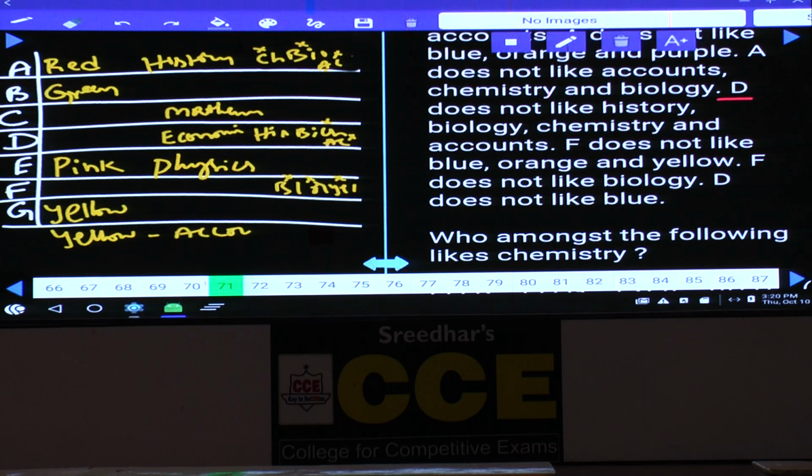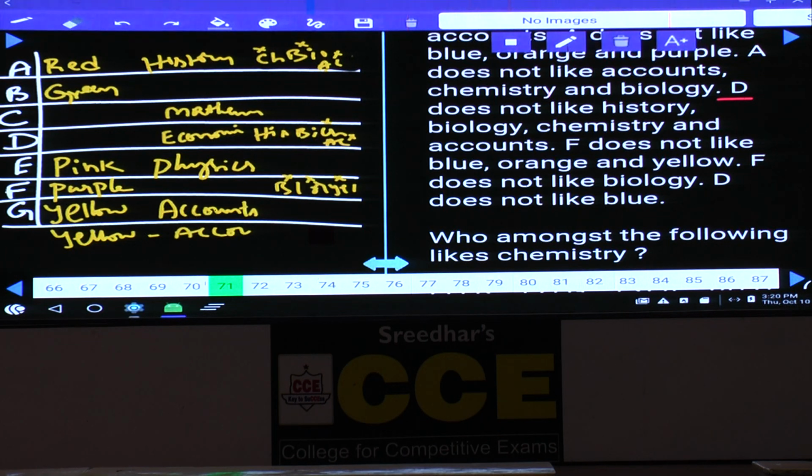Yellow. This G must like yellow, and what is the subject? Accounts is the subject, and G and yellow. If G and yellow were here, red, green, pink, yellow were done, then next one blue and orange. Now if you take the case of blue and orange, this person F does not like blue or orange. Blue or orange is ruled out, then we are left with purple. Purple is left over.